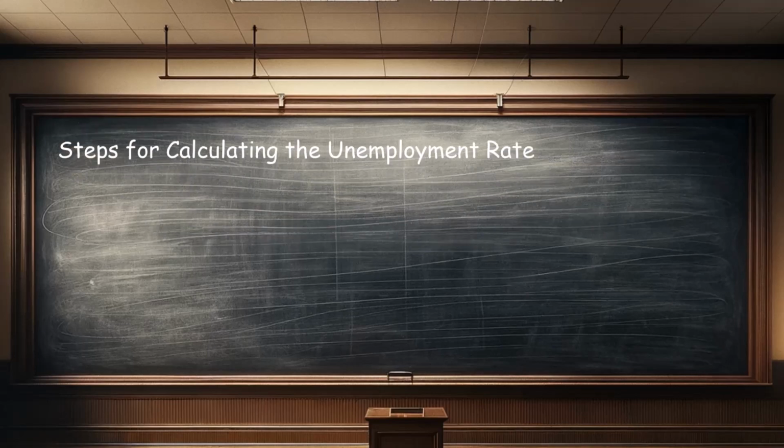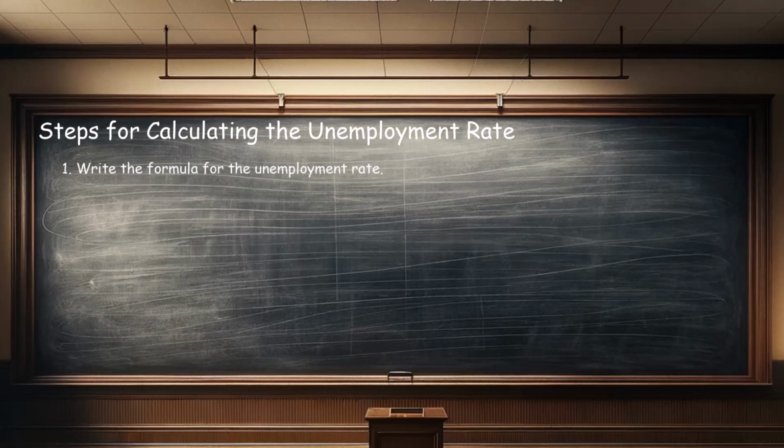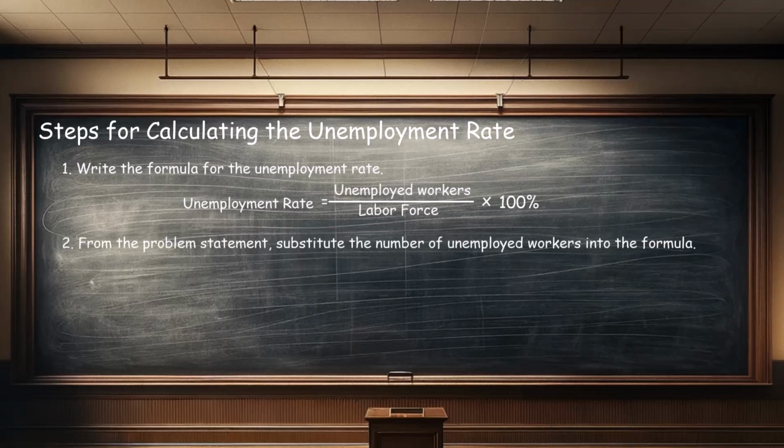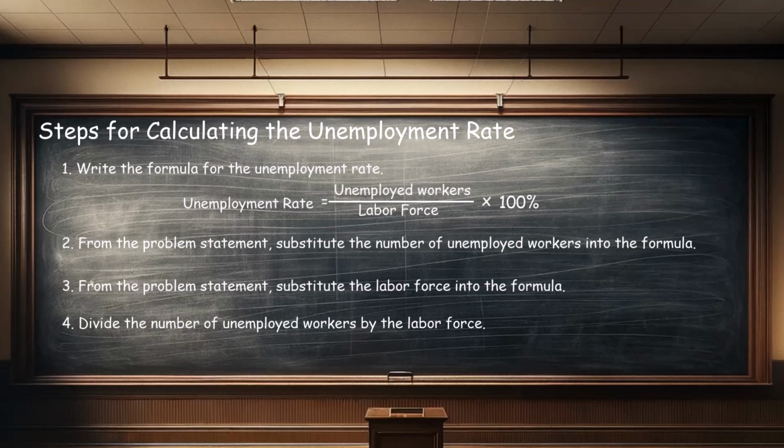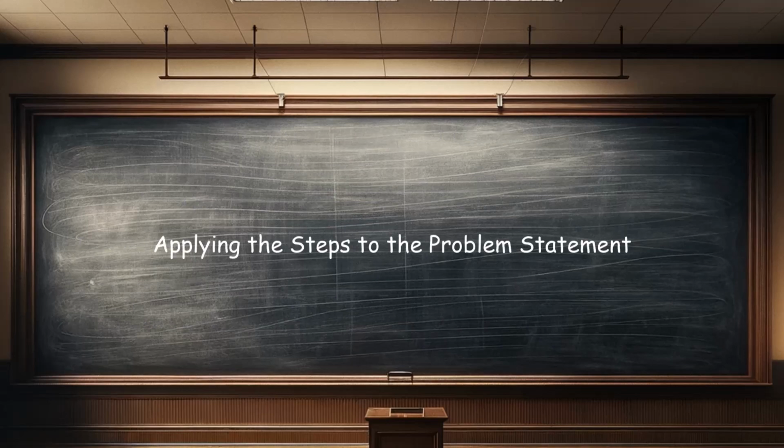Now let's take a minute to look at how to solve the problem. 1. Write the formula for the unemployment rate. The unemployment rate equals the number of unemployed workers divided by the size of the labor force times 100%. 2. From the problem statement, substitute the number of unemployed workers into the formula. 3. From the problem statement, substitute the size of the labor force into the formula. 4. Divide the number of unemployed workers by the size of the labor force. 5. Multiply by 100%.